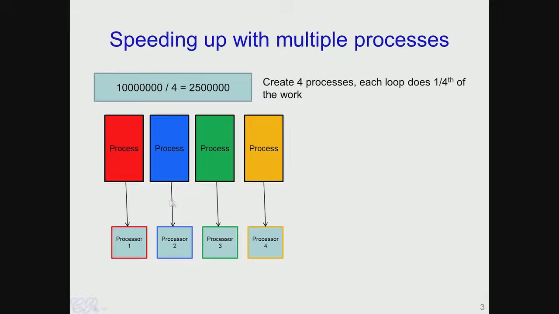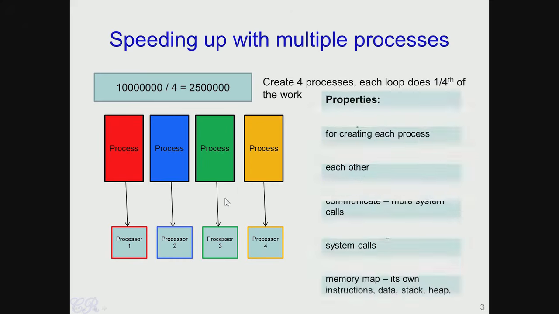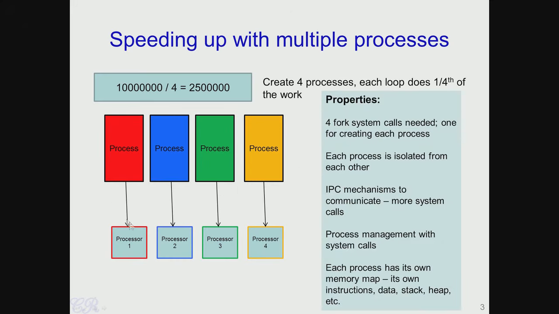So, this seems to solve our problem of parallelization, and it will more effectively use the processors present in the system. Some of the properties of this particular approach are as follows. In order to create these 4 processes, we would require 4 fork system calls. Each of the fork system calls that we invoke would create one of these processes.